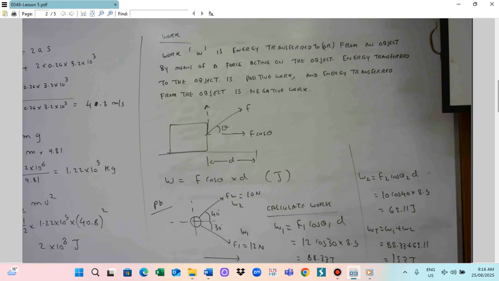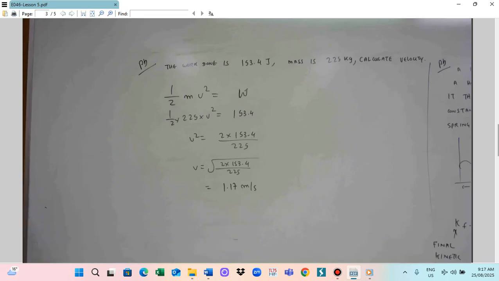So W1 will be 88.33 joule. And also W2: F2 cos theta 2 into d. F2 is 10 Newton, cos 40 into 8.5. By solving this one, W2 will be calculated. It will be 65.11 joule. So the total work is equal to W1 plus W2, that is 88.33 plus 65.11. So there will be 153 joules. By this way, we can calculate the total work.